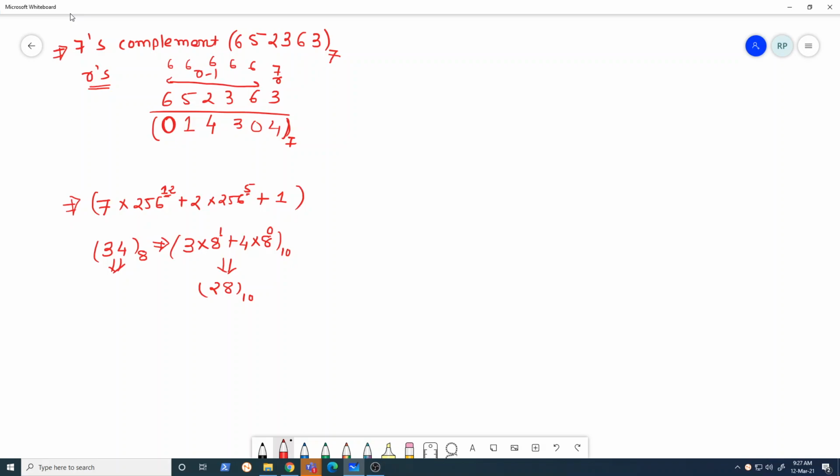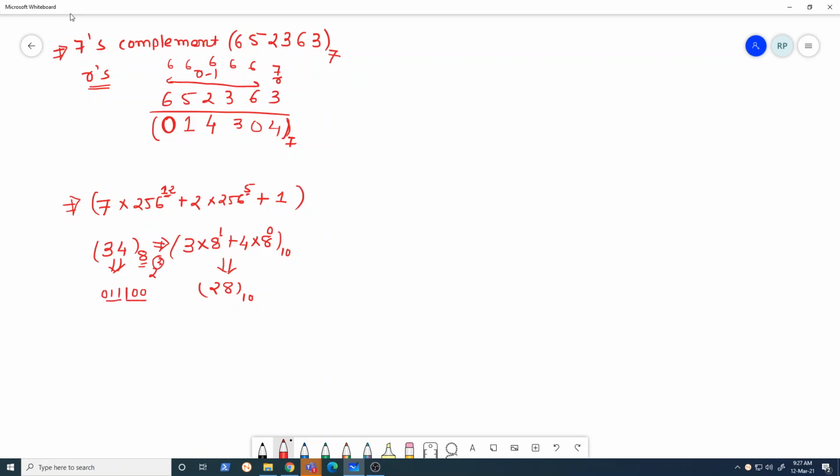How will you convert? As this is an octal number, you need to represent each digit in 3 bits in binary. So 4 I can write like this: 1 0 0. 3 means 0 1 1, right? Because octal is 8, 2 raised to 3, so 3 bits are required.